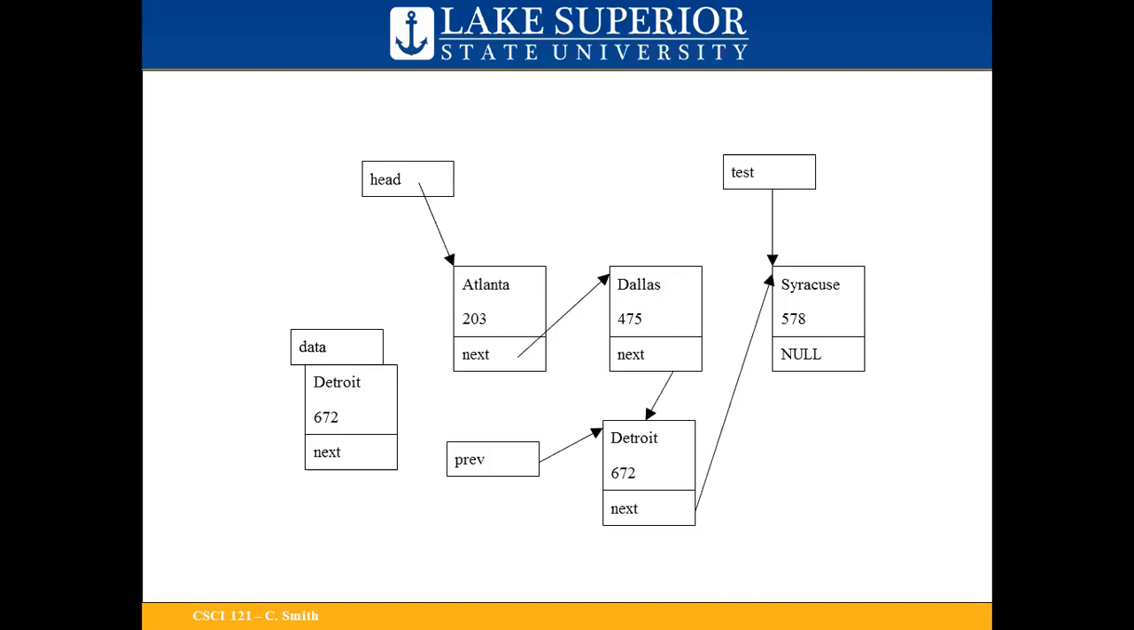Now, for those of you who are wondering, the numerical values are the altitude above sea level. So Atlanta is 203 feet above sea level. Dallas is 475 feet above sea level. Syracuse is 578 feet above sea level. And Detroit is 672 feet above sea level. There you go.